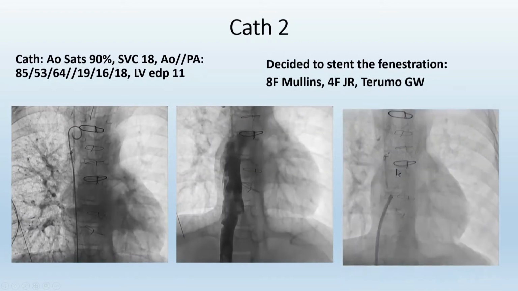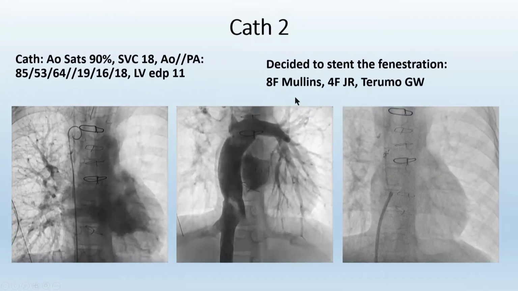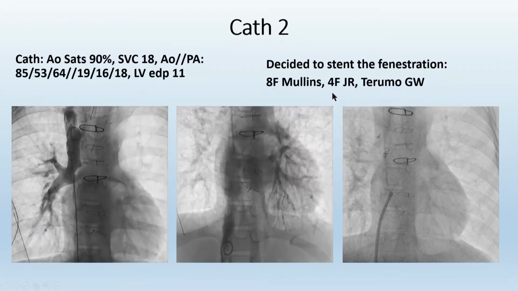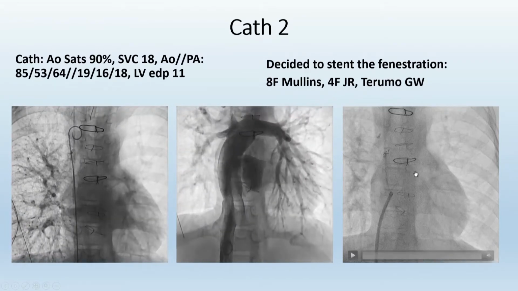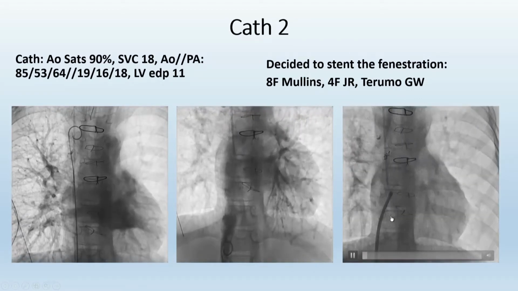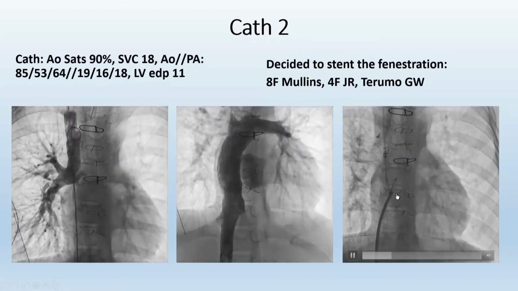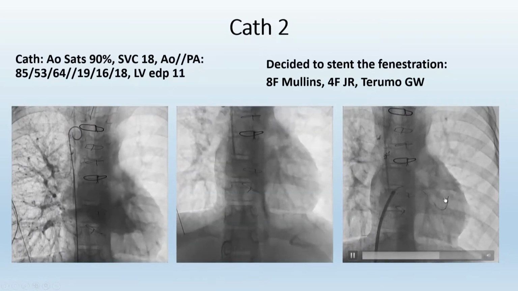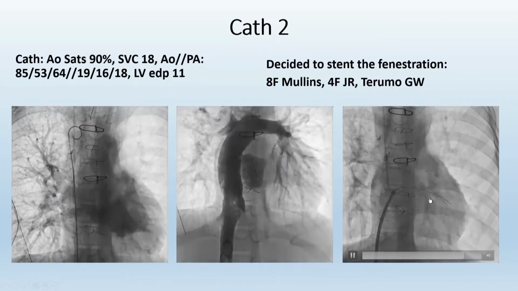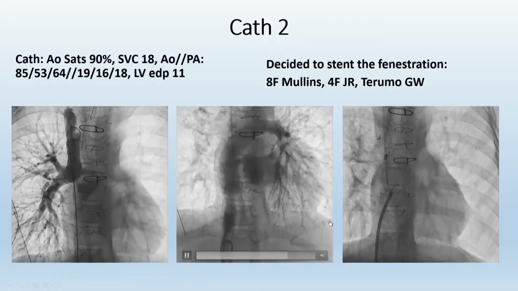We changed the sheath into a long sheath, 8 French Mullins, and then used the JR over the Mullins, with guidance by Terumo guide wires. This is the JR 4 French, parked into the fenestration, going across the fenestration into the left atrium.